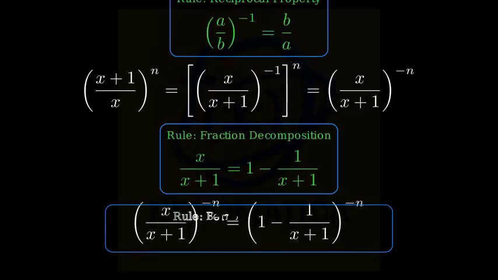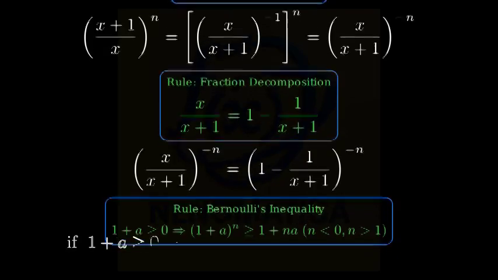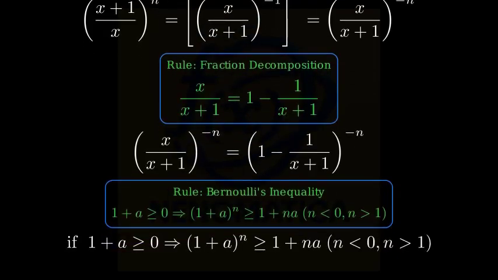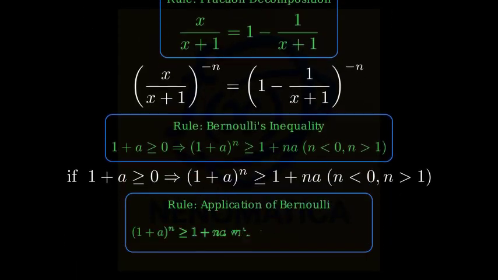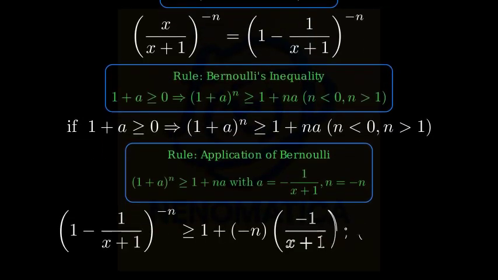Step 4. Now we'll apply an important inequality theorem. As a reminder, for 1 plus a greater than or equal to 0, we have (1 plus a) to the power n is greater than or equal to 1 plus n times a, when n is less than 0 or n is greater than 1. Step 5. Now, let's apply Bernoulli's inequality to our expression. In our case, a is negative 1 over x plus 1, and n is negative n, which means negative n is a positive integer, since n is a negative integer, as stated in our problem.